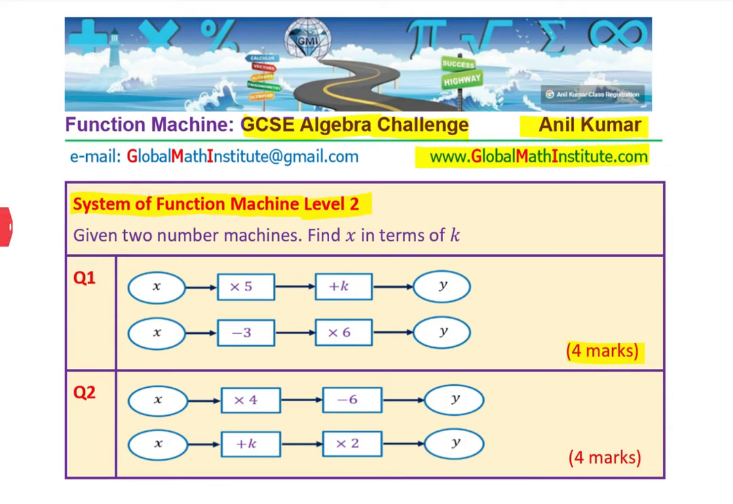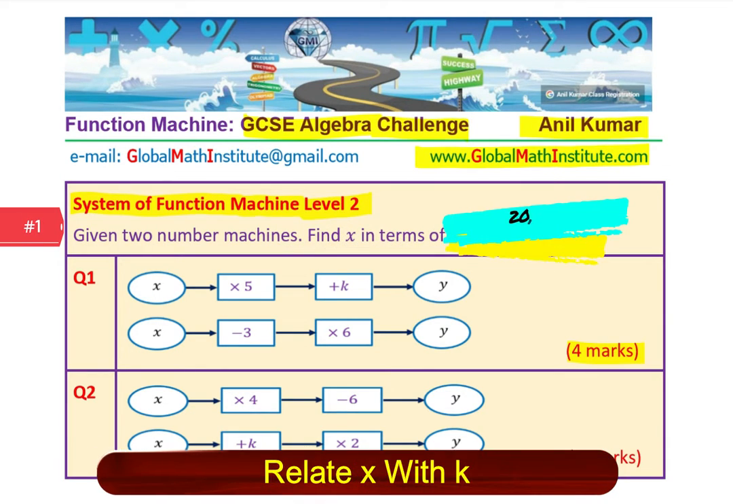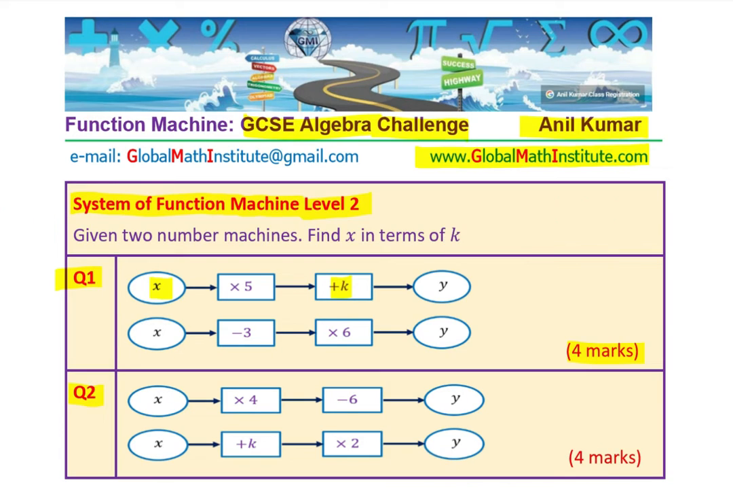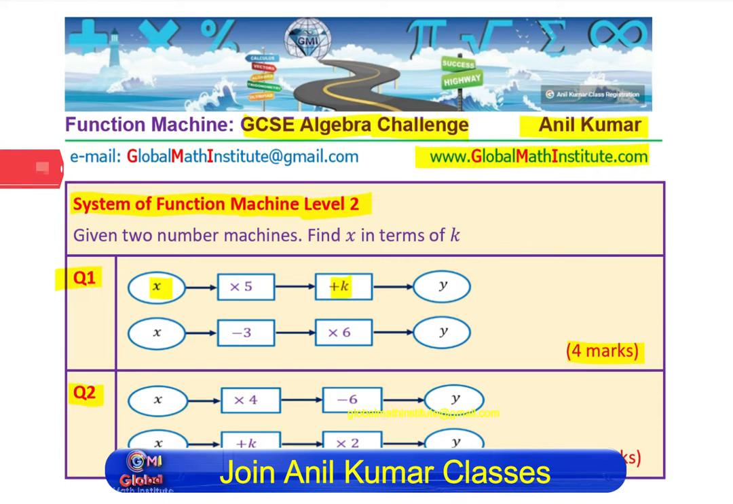The question here is, given two number machines, find x in terms of k. Well, we have two examples, question 1 and question 2. And in each one of them, we have two different machines. We need to relate x with k. You get the idea. That's the question. You can always pause the video, answer the question, and then look into my suggestion.